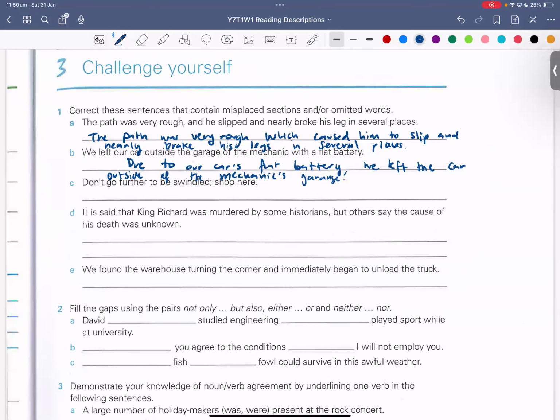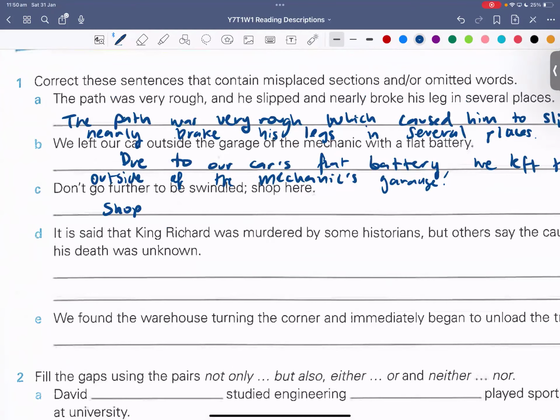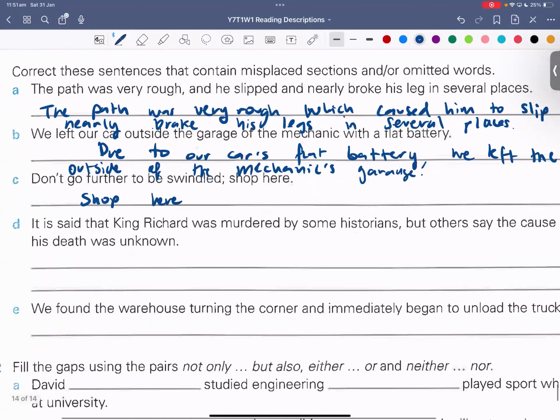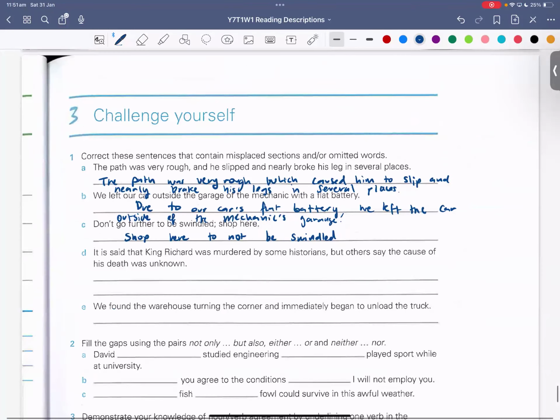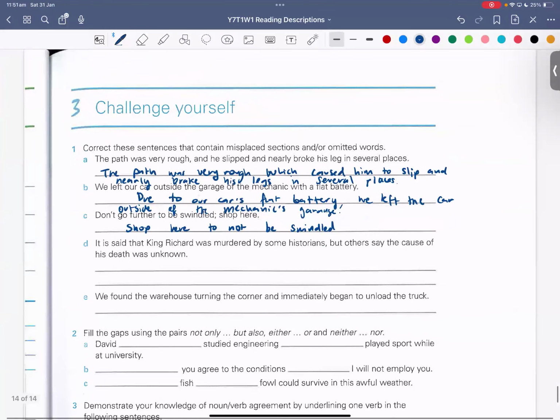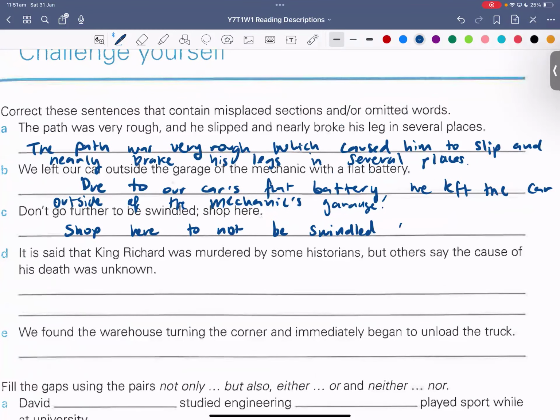So instead we can say here, shop here to not be swindled by further shops. Being tricked, get scammed, like having to pay a high price for something that was supposed to be cheaper by further shops.